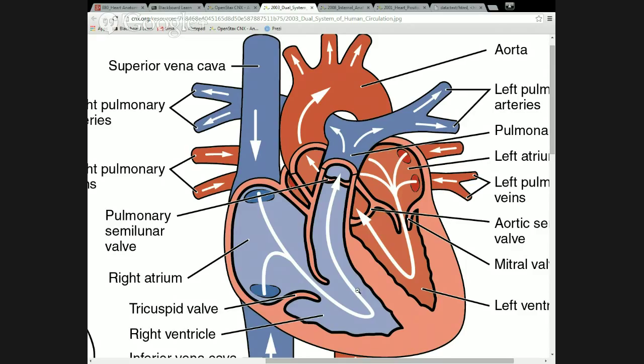But I really like these models because, one, they're so big, they have a lot of good detail on them, and two, they point out some interesting and useful things. One thing you're going to be looking for is the valves. So the AV valves are pretty obvious. They have this kind of plasticky looking thing representing the chordae tendineae.